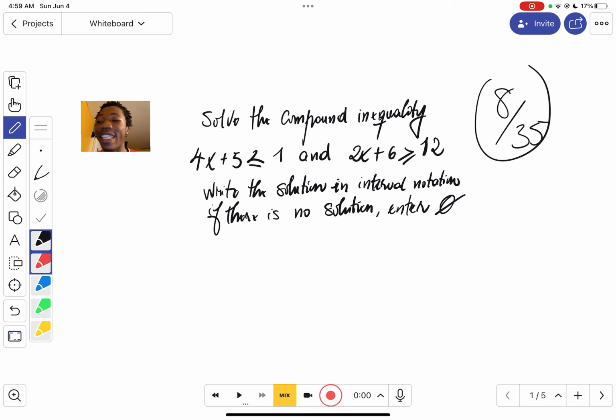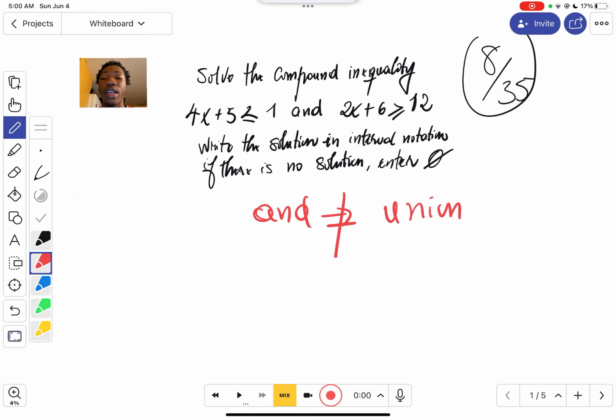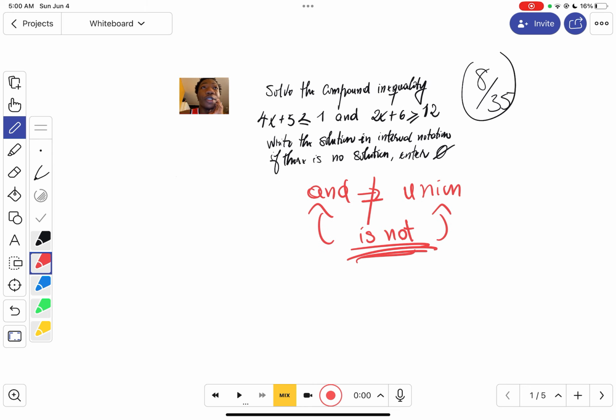So the thing is, when they tell you "and", "and" is not union. I will say it again: "and" is not union. The first thing you think about when they say "this and that" is that you add them together. Trust me, it doesn't work like that.